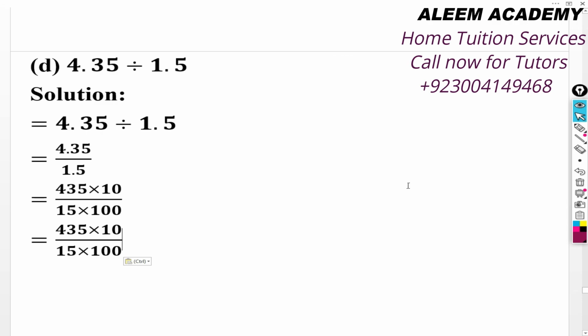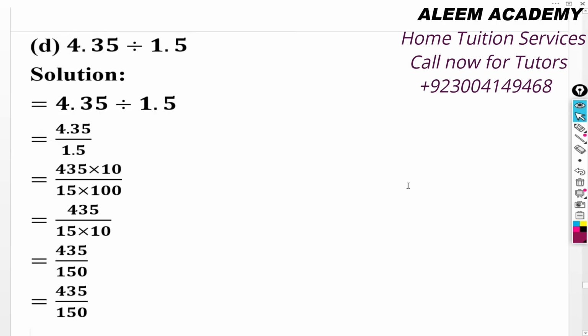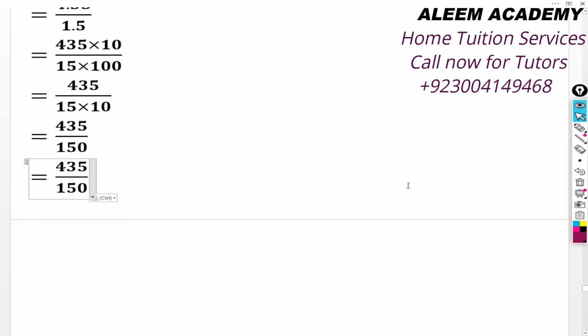Okay, now what you have to do is divide both the numerator and denominator with 10. So 10 tens are 100. So this 10 will finish and this will be 15 multiplied by 10. So now 435 over 150. So what do you have to do? You have to cancel them.